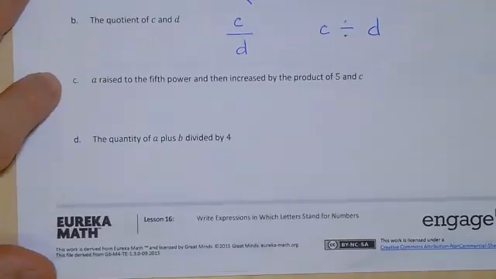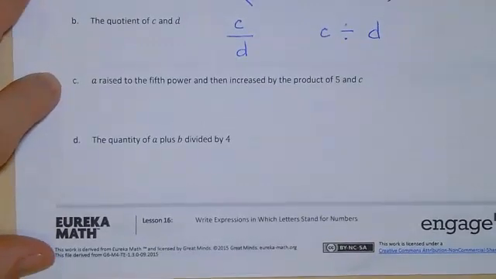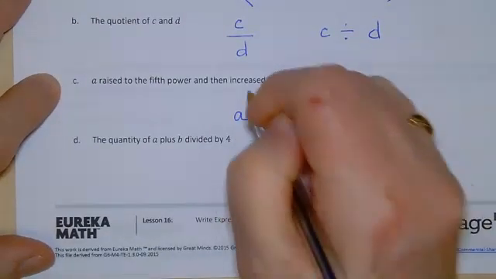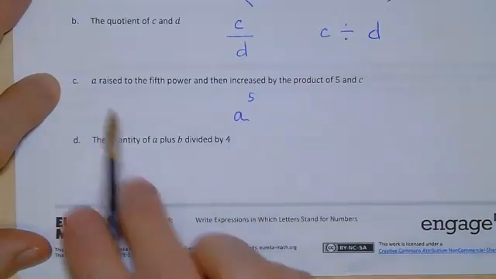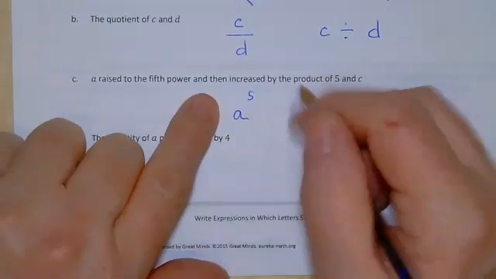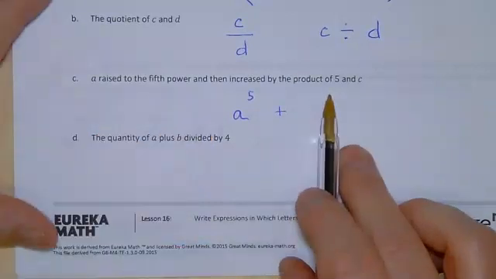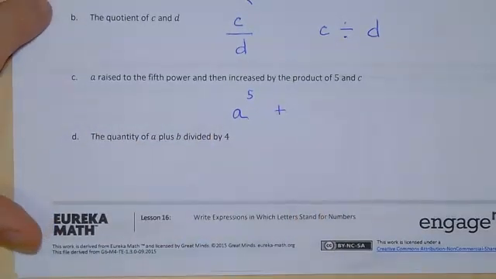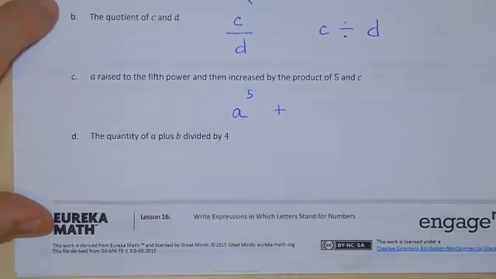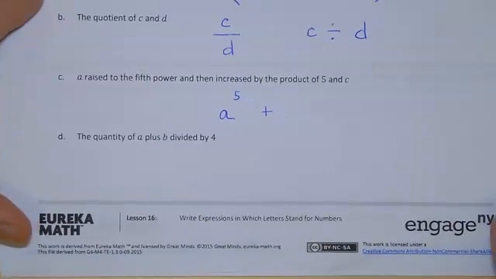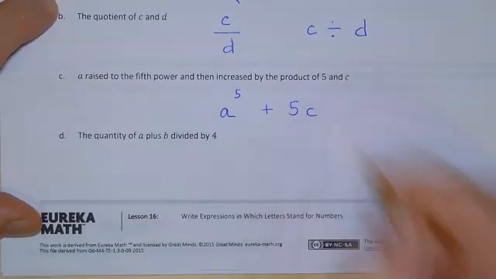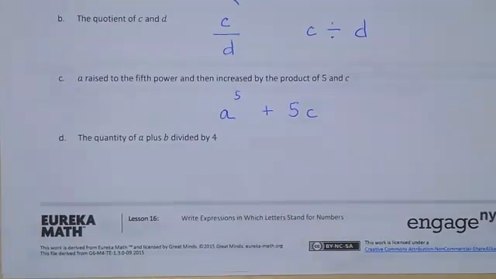A raised to the 5th power. How do I write that? Shane? A. There's a little 5 up there. A to the 5th power increased by the product of 5 and C. How do I write that part? Put it in parentheses. You don't have to. Oh, well, you put 5 times C. A raised to the 5th power, then increased by the product of 5 and C.